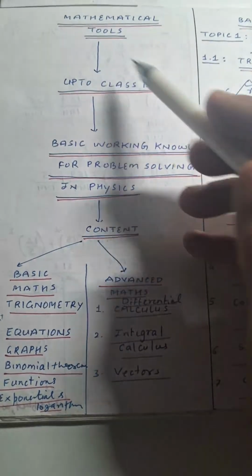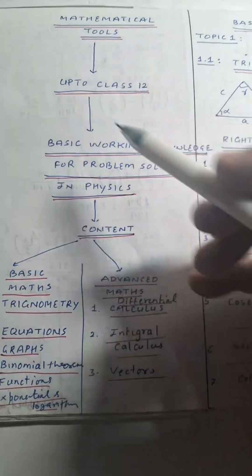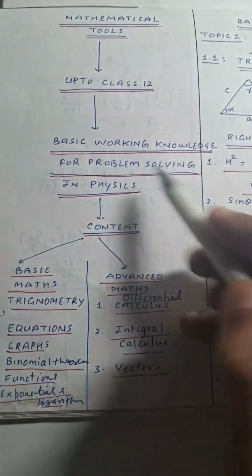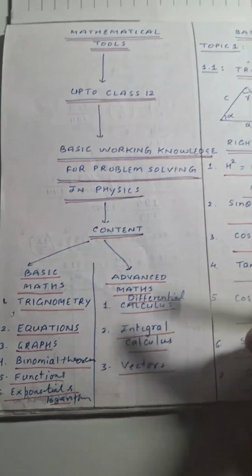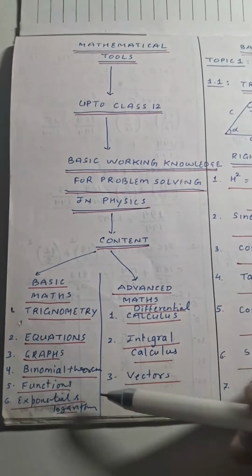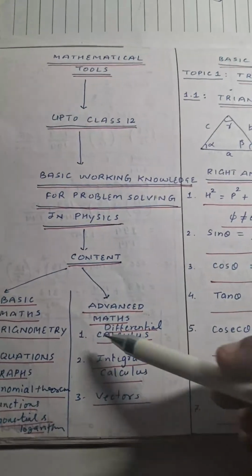So mathematical tools is about a brief discussion on some of the mathematical topics up to class 12, which requires a basic working knowledge for problem solving in physics. And its content is composed of basic maths and advanced maths. In basic maths, we have trigonometry, equations, graphs, binomial theorem, function, exponential, logarithm. And in advanced maths, we have differential calculus, integral calculus, and vectors. So let's start with basic maths.